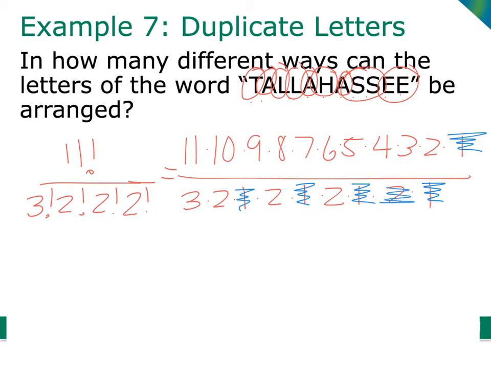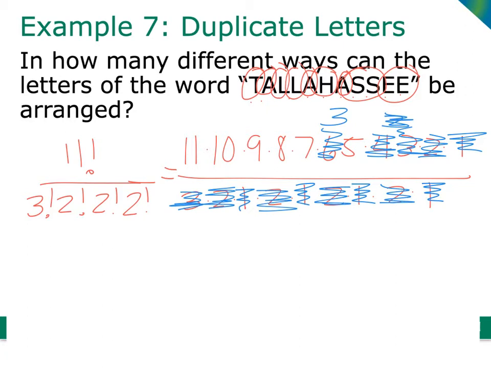Also, you have a 2 on the bottom that you could cancel with a 2 on the top. You have a 3 on the bottom that you could cancel with a 3 on the top. And you could also reduce the 2 on the bottom with the 4 on the top. You could reduce the 2 on the bottom with the new 2 on the top. And you could reduce the 2 on the bottom with the 6 that's on the top. So then you could multiply 11 times 10 times 9 times 8 times 7 times 3 times 5. If you did that, there are 831,600 different possibilities that the way Tallahassee could be rearranged.